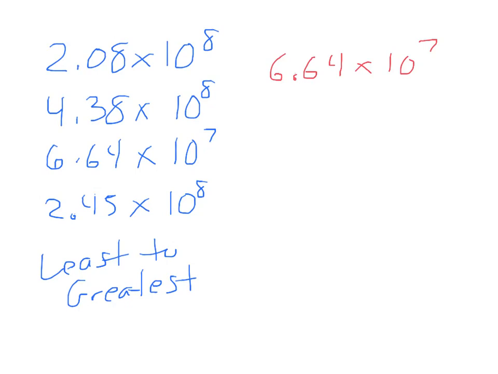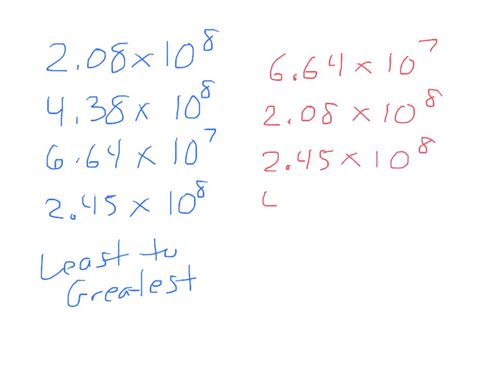When I look at the other ones, which all have times 10 to the 8th, now I can look at the actual numbers, and what I find is that the 2.08 is the smallest of those, so that'll be times 10 to the 8th. And then the 2.45 is next, times 10 to the 8th. And then, of course, lastly, the 4.38 times 10 to the 8th will give me the largest of those numbers. So that's how I can order the numbers, by looking at the exponent first, and then by looking at the decimal number itself.